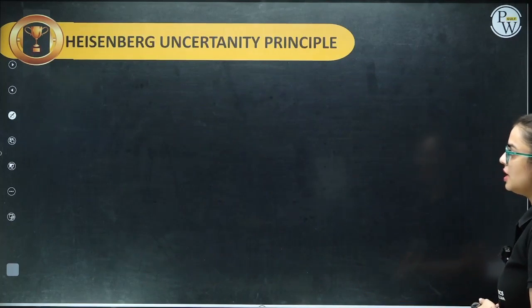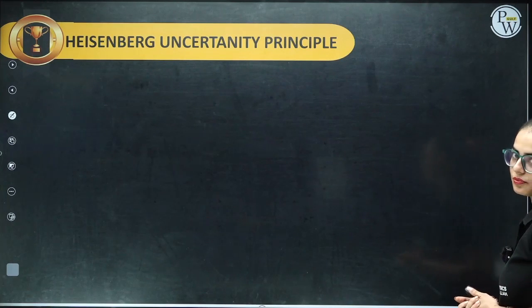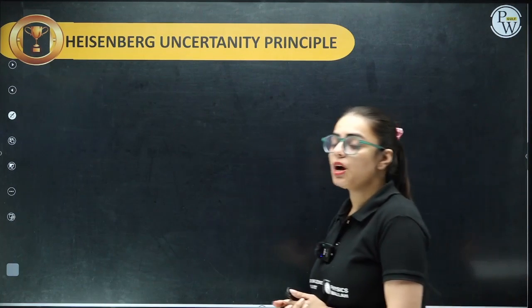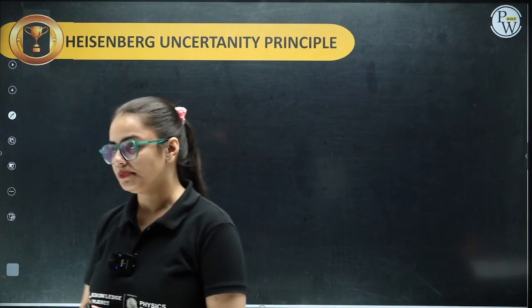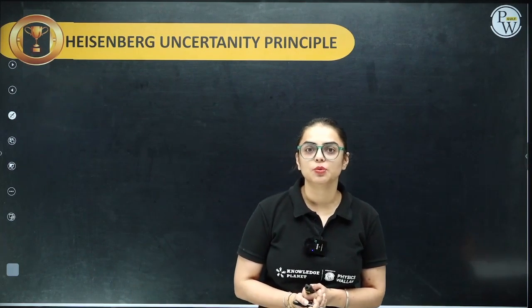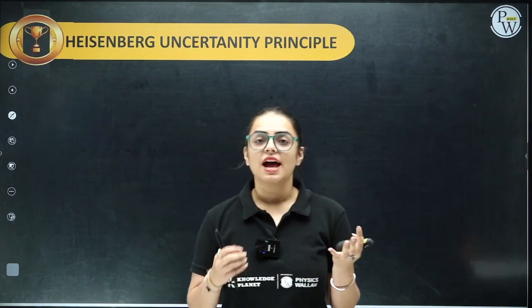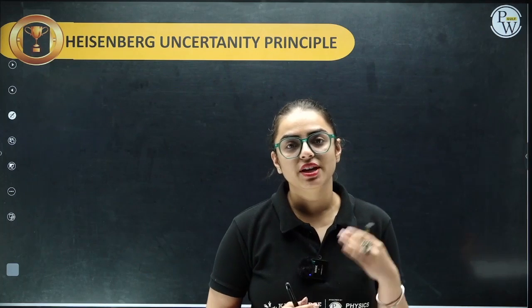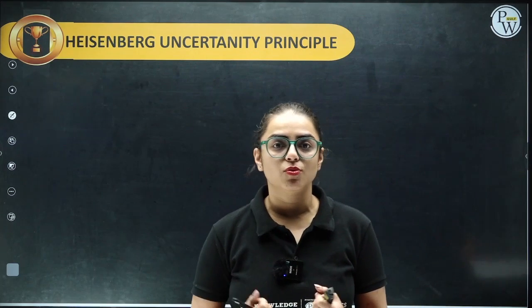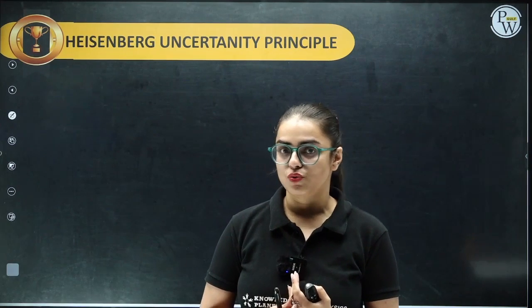Now, students, moving to Heisenberg's uncertainty principle. Yes, students, what do you refer to as Heisenberg uncertainty principle? When it is impossible to explain the position and the momentum altogether, the change in position and the change in momentum altogether, then Heisenberg uncertainty principle was introduced over here, students.